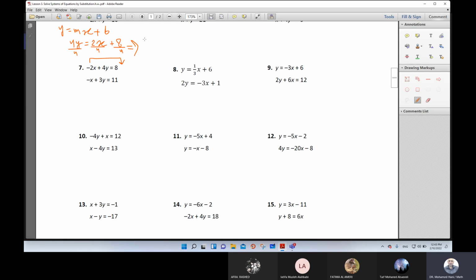4y divided by 4 equals y, and 2x over 4, divide up and down by 2: 2 divided by 2 is 1, 4 divided by 2 is 2, so you will get 1 over 2 x plus 8 divided by 4 equals 2. So this is the first equation.